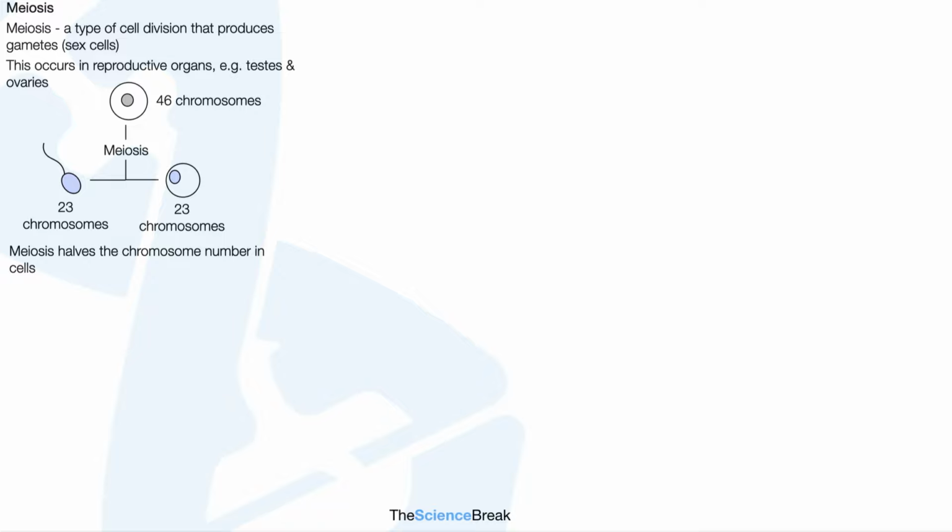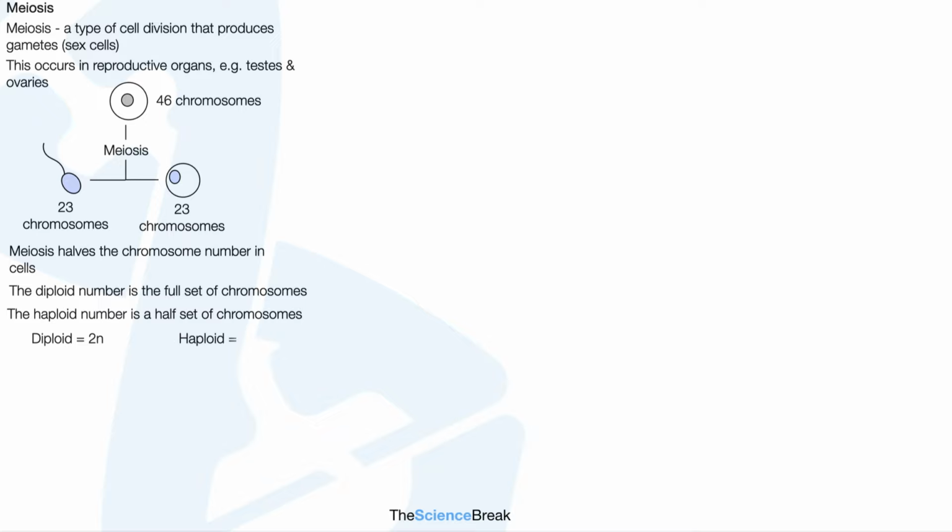Meiosis halves the chromosome number in cells. The diploid number is the full set of chromosomes, so we often refer to that as 2n. And the haploid number is a half set of chromosomes. We refer to that as n. In humans, the haploid number is 23, therefore the diploid number of 2n is 46. An example of a housefly has a diploid number of 12 and a haploid number, therefore, of 6. For rice plants, we have a haploid number of 12 and therefore a diploid number of 24.